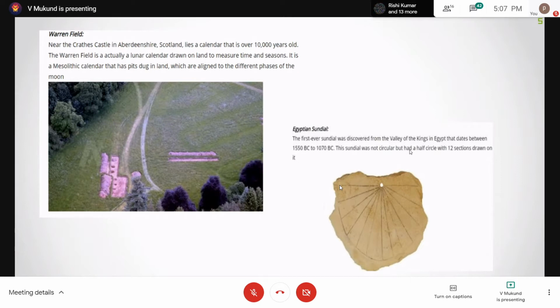And then, as you see below, there was the Egyptian sundial. This was used to have a measure of the time at that point of time. It was developed in 1552 or 1070 BC. So we can see that it goes way back, and people have been developing methods because they didn't have any other reliable sources to keep track of how they were supposed to go about their day-to-day lives.